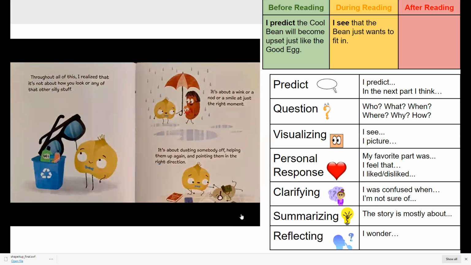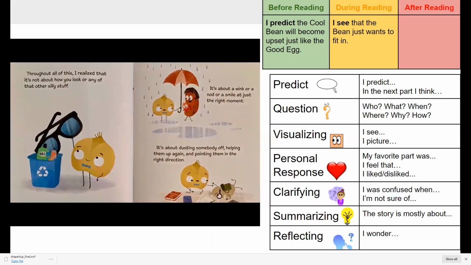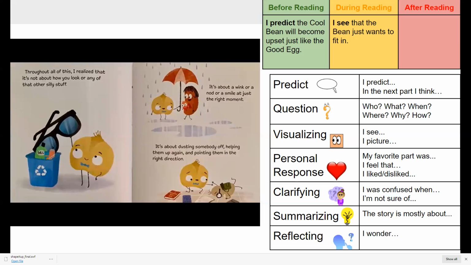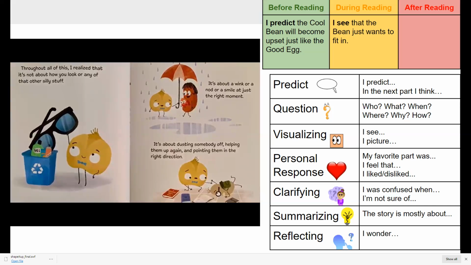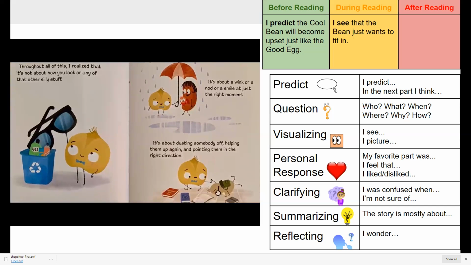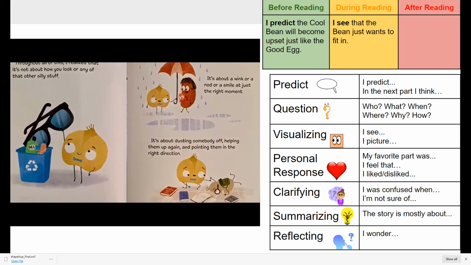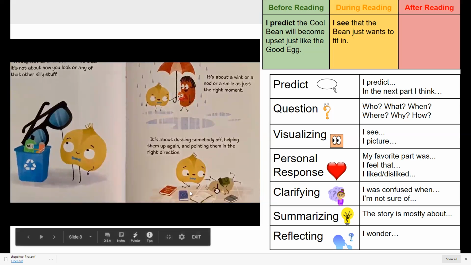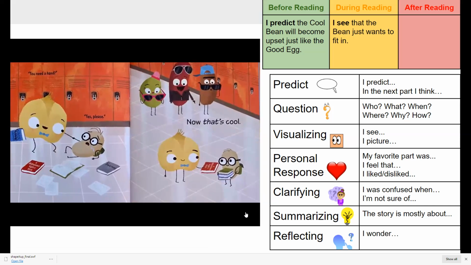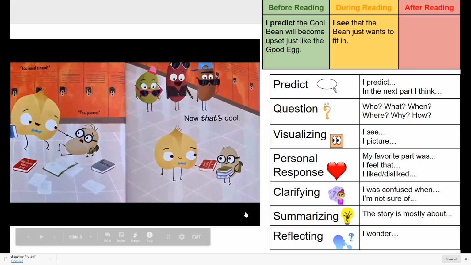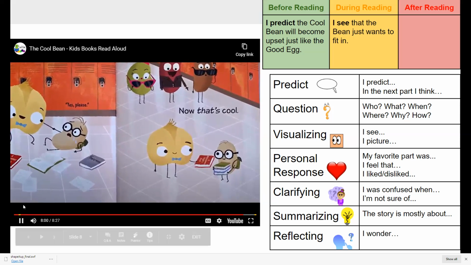Throughout all of this, I realized that it's not about how you look or any of that other silly stuff. It's about a wink, or a nod, or a smile at just the right moment. It's about dusting somebody off, helping them up again, and pointing them in the right direction. You need a hand? Yes, please. Now that's cool.